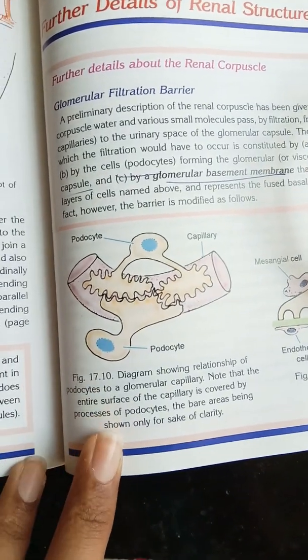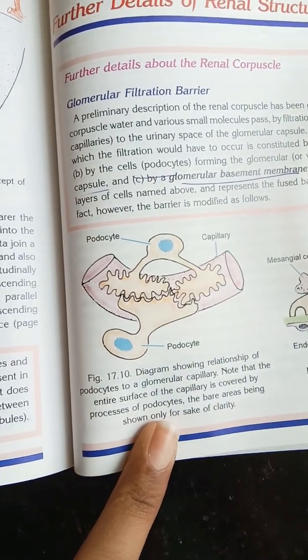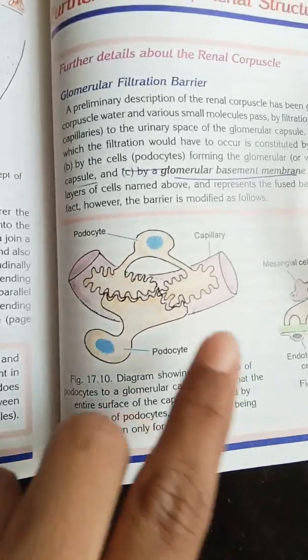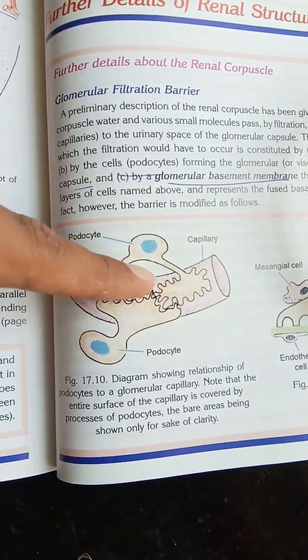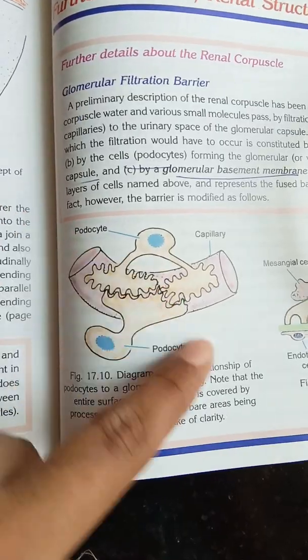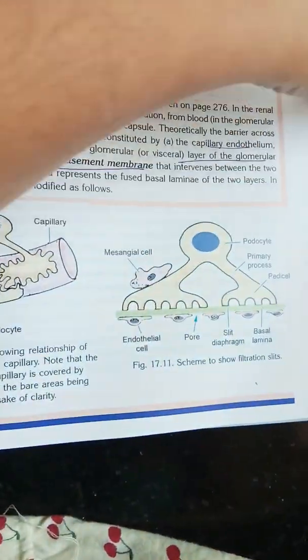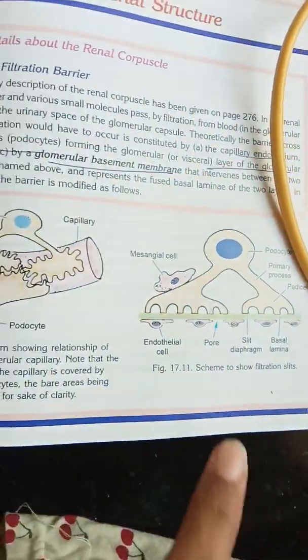So here you can see the relationship of podocytes to the glomerular capillary. Note that the entire surface of the capillary is covered by the processes of podocytes, the foot-like processes. The bare areas are shown for clarity. So these are podocytes, right? It's the capillary. And this is the scheme to show how the filtration slits are arranged.